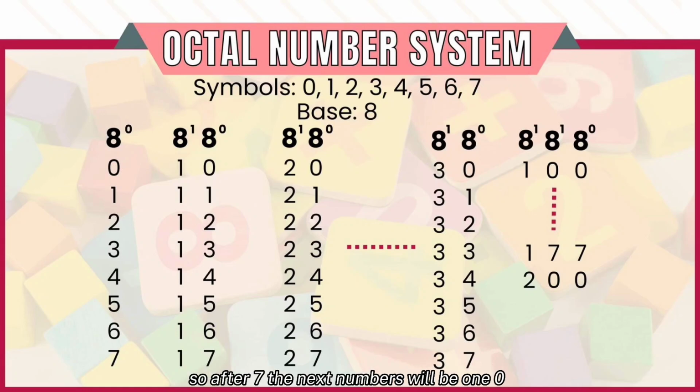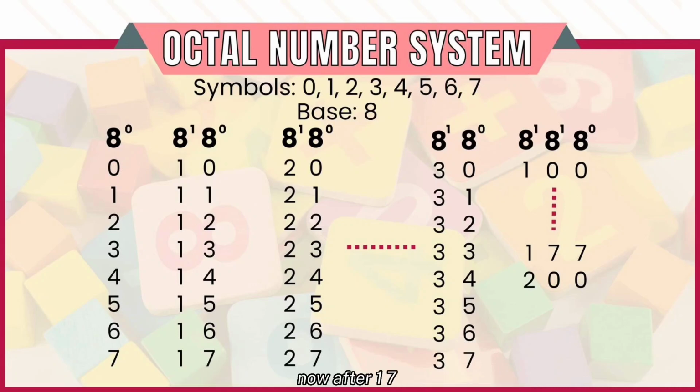So after 7, the next numbers will be 10, 11, 12, and so on till 17. Another fact, the number after 7 is 10. We can't call it ten because ten is a number pertaining to the decimal number system. The same rule is applied to all of the numbers after 7.